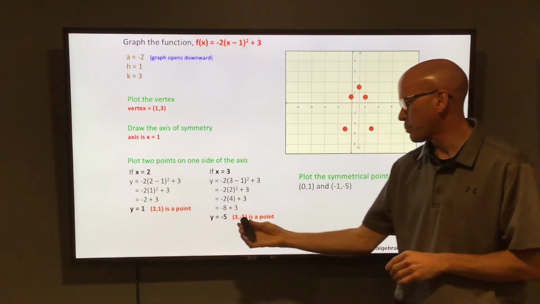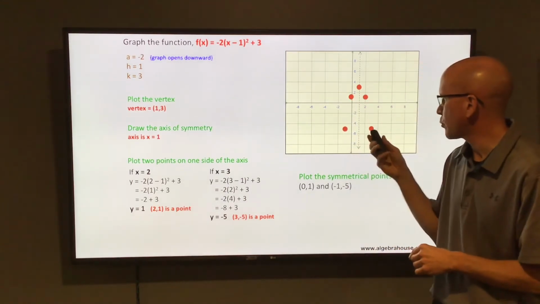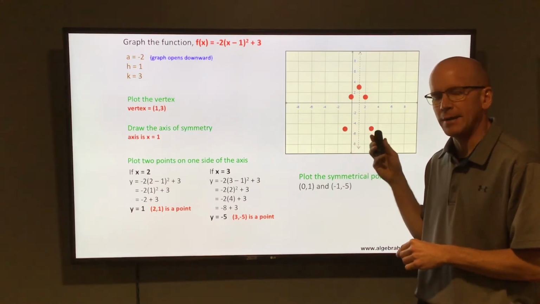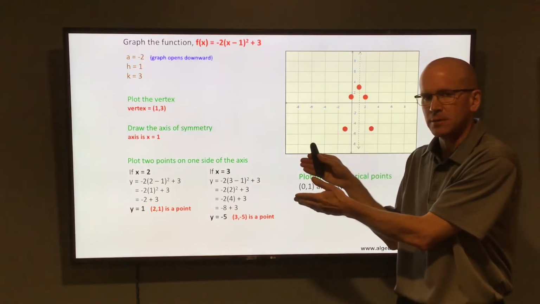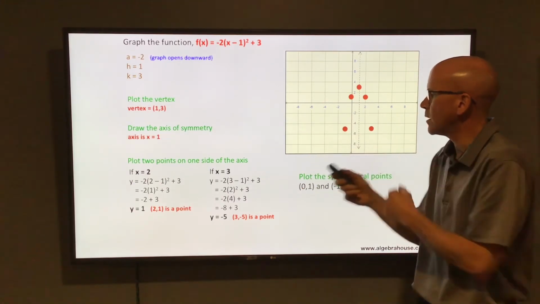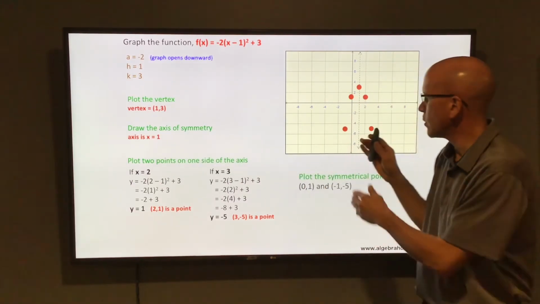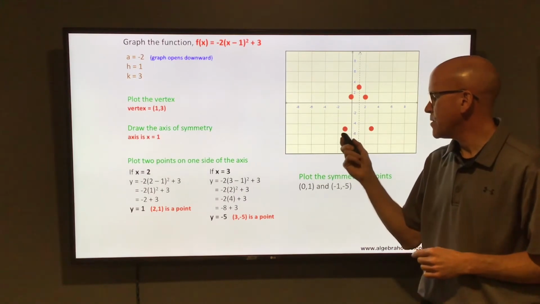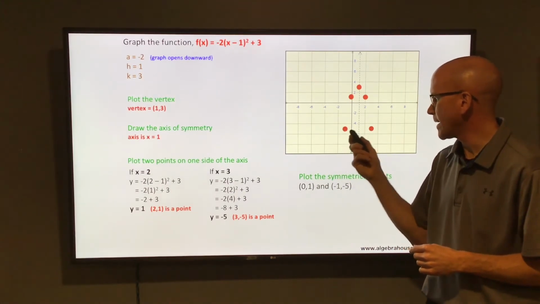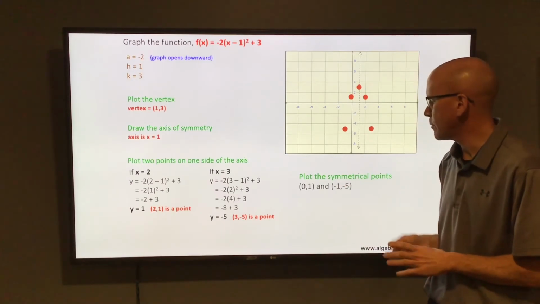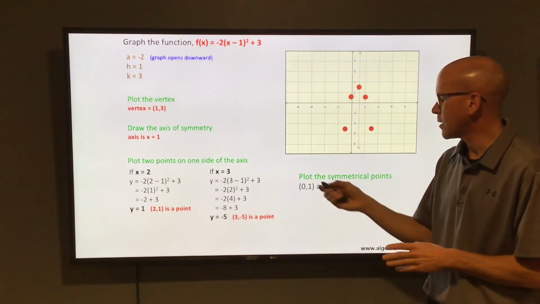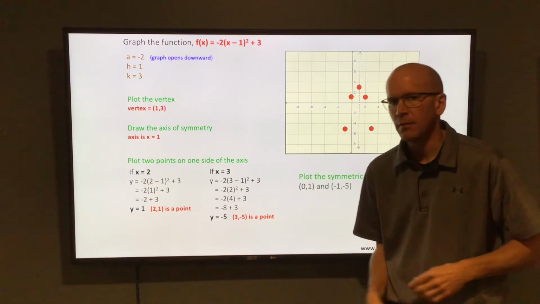And then think about this point 3, negative 5. Now that point 3, negative 5 is 2 to the right of the axis of symmetry. So you have to go 2 to the left of the axis of symmetry. Remember, the axis of symmetry is where x equals 1. So if you go 2 to the left of that, the x-coordinate would be negative 1. The y-coordinate will stay the same, but the x-coordinate is negative 1. So that point would be negative 1, negative 5. So there are two matching points on the left side.